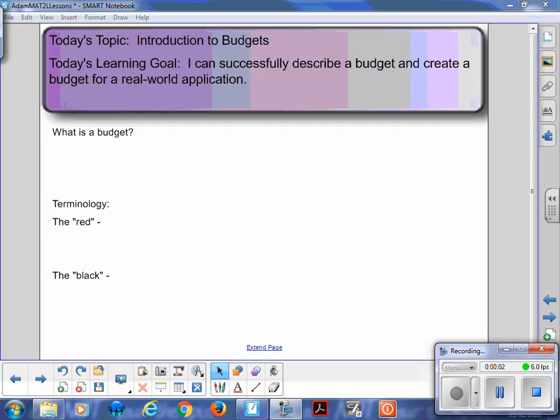Hello and welcome to Lesson 5, and we're talking about the introduction to budgets today. I can successfully describe a budget and create a budget for a real-world application.